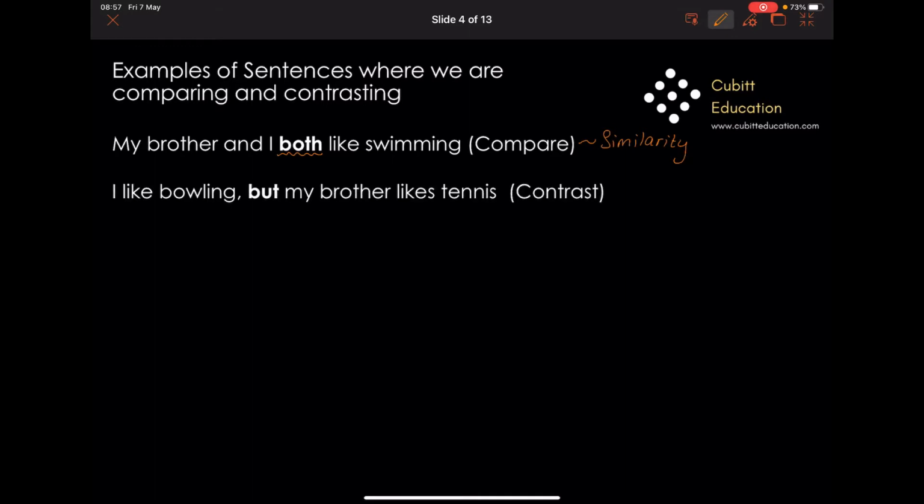However, in this one, we've said, I like bowling, but my brother likes tennis. So we've contrasted there. You can still call it comparison, but I'm going to use the word contrast. They're different. It's a difference. I'm going to write the word difference as well. There's a difference between the two brothers. Okay, they are different. So one likes bowling, but the other likes tennis. Look at the vocabulary we're using here. If you're not aware, that's how you can compare some things.